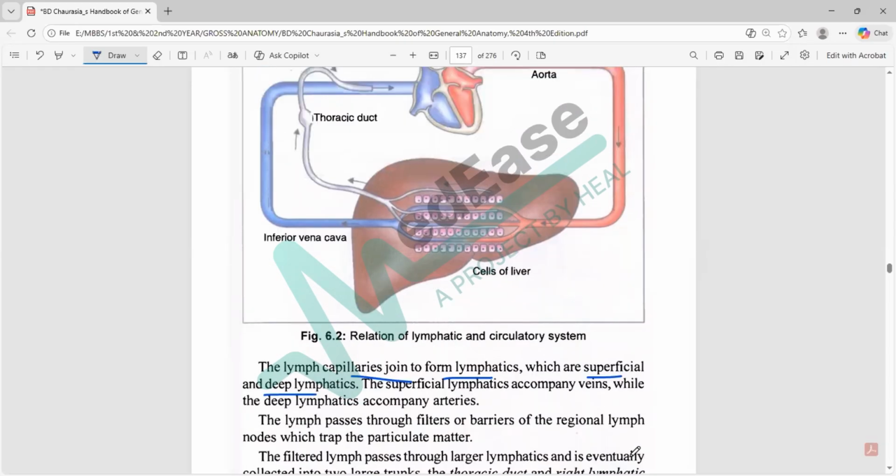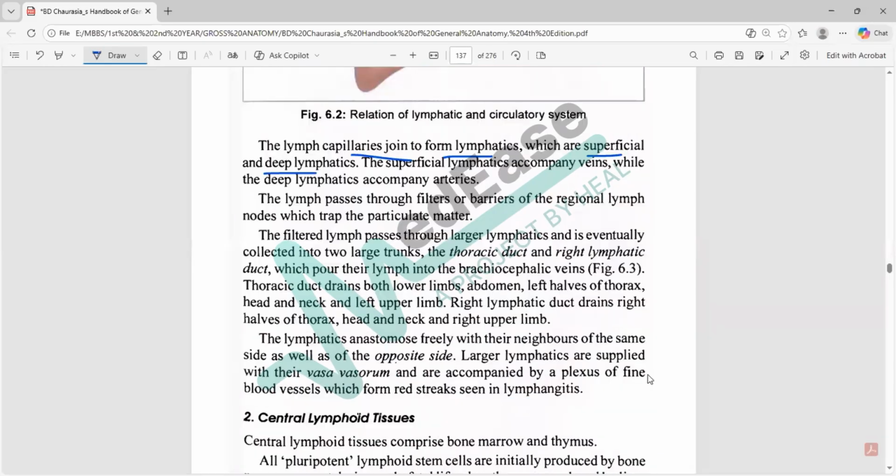Now, eventually all the lymph will be mainly drained into the two main big lymphatic trunks of our body, the thoracic duct and the right lymphatic duct, which will be emptying the lymph obtained from most of the lower body to the venous angle, which is produced at the brachiocephalic veins. They will be mainly draining the lower limbs, abdomen, and left half of the thorax, whereas the right lymphatic duct will be mainly draining the right halves of the thorax, neck, and the upper limb mainly.